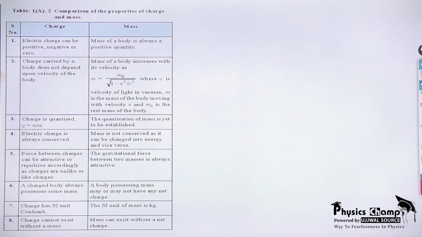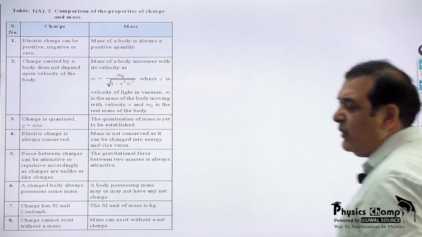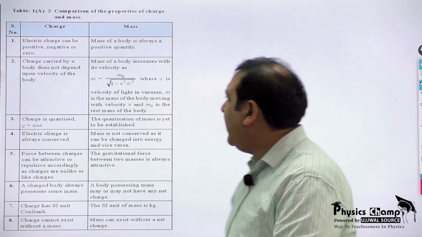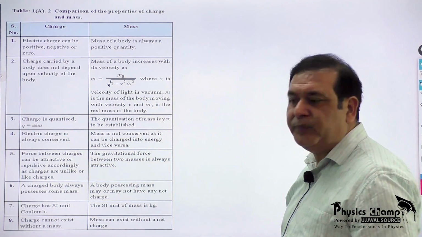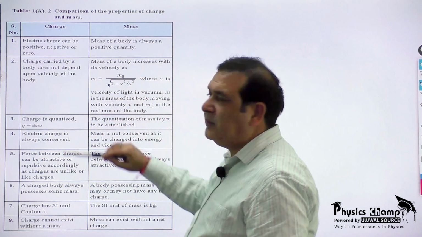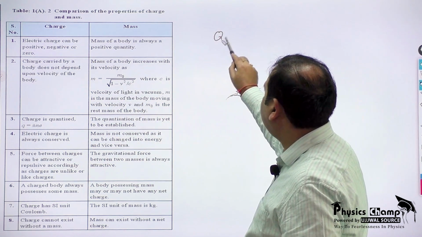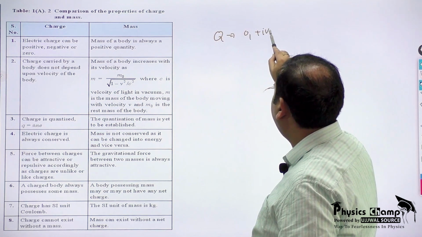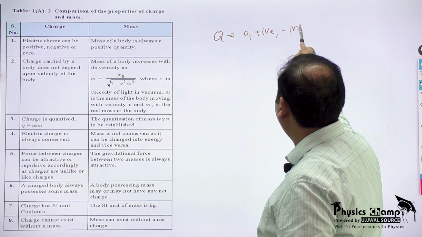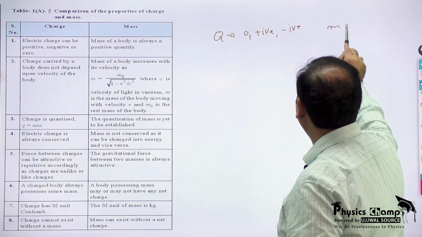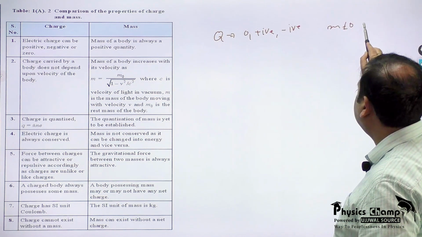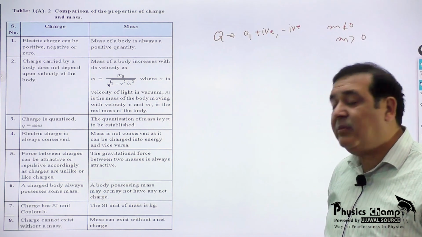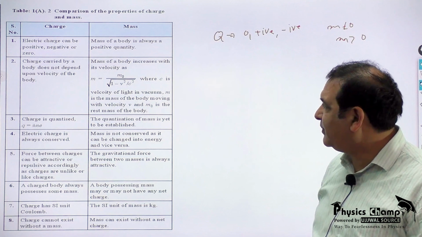So let's have a comparison of the properties of electric charge and mass. I have written some points for you. Electric charge, once you are talking of the charge, can have a value 0, it can have a value positive, it can have a value negative. But mass is not 0, it is always positive. Mass cannot be negative, cannot be 0, it is always positive.